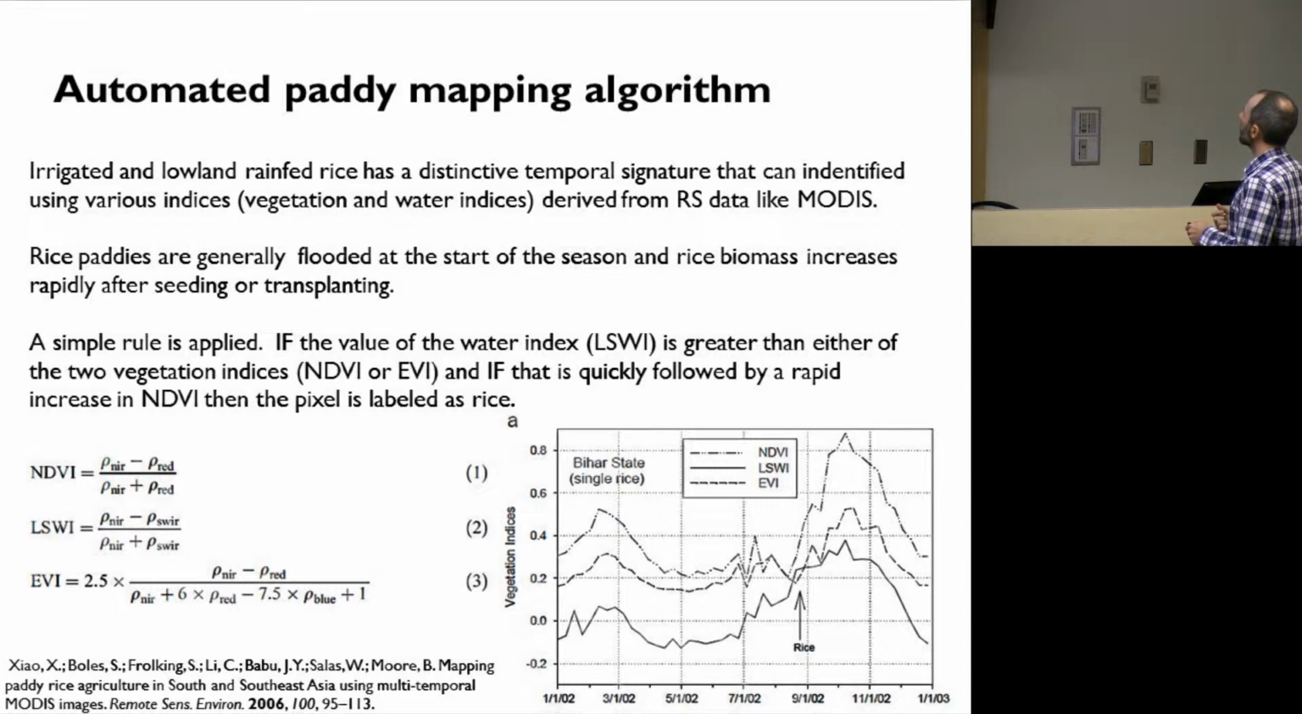The algorithm simply says, if we see that the water index is stronger than any of our vegetation indices, and then that's followed by a rapid increase in vegetation, chances are that's a rice area. Now you can of course see there's some issues already. You might misclassify with wetlands and other land cover that have a temporal dynamic with the water and vegetation, but this is the principle.